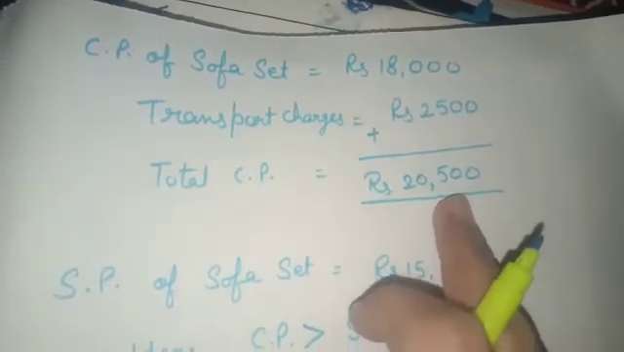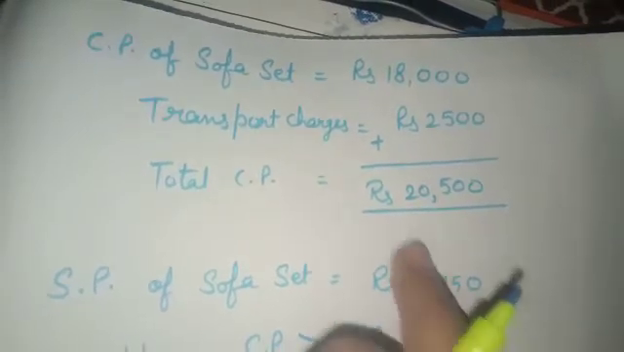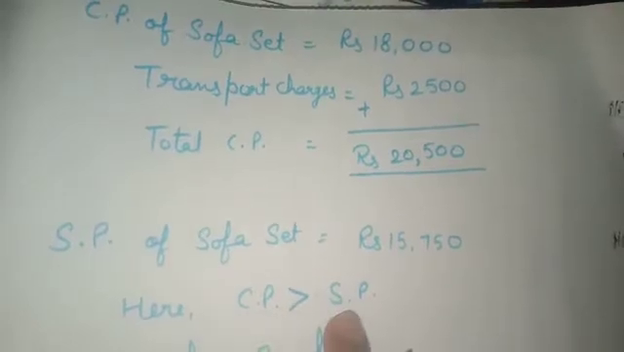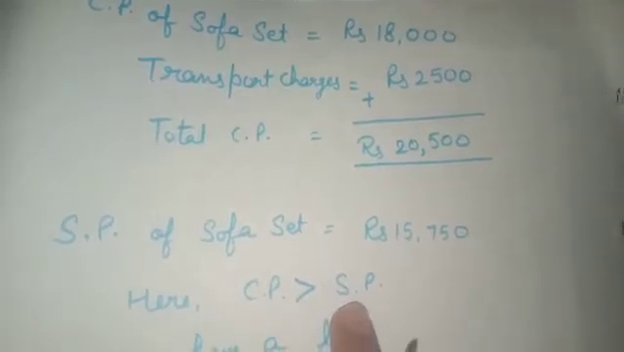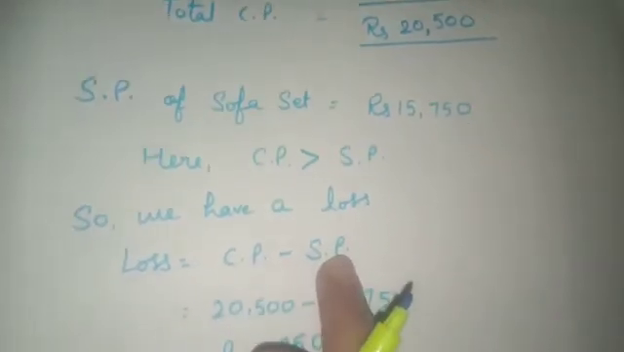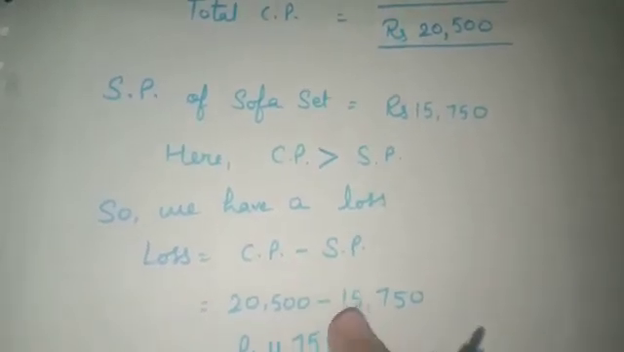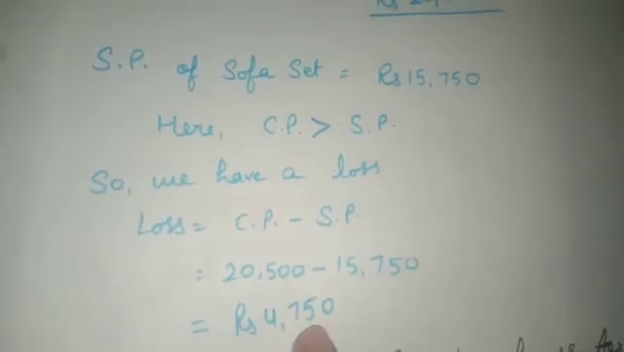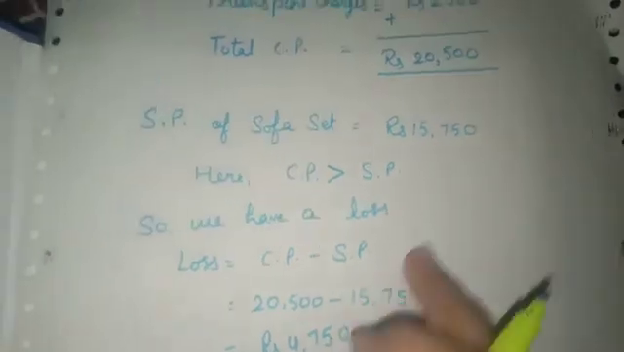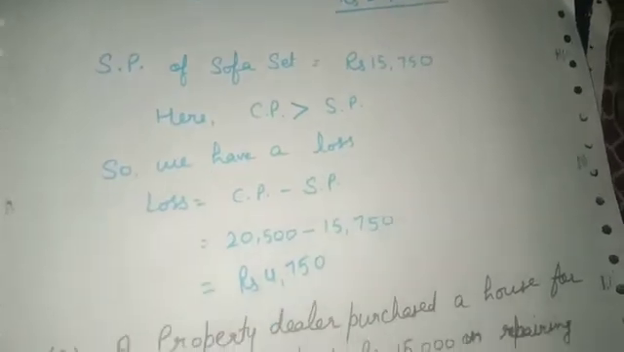Now we have to compare this total cost price and this selling price. Now tell me which one is greater? Yes, cost price. So what will we write here? Cost price is greater than selling price. So in this case we have a loss. And the formula for loss is cost price minus selling price, means 20,500 minus 15,750. When I subtract it, I'll get loss equals rupees 4,750. Okay, this is the loss in buying and selling a sofa set. This completes our D part. Come to the next E part.